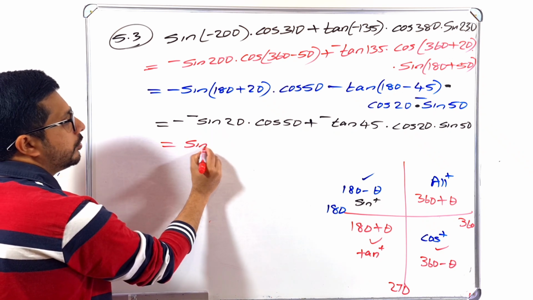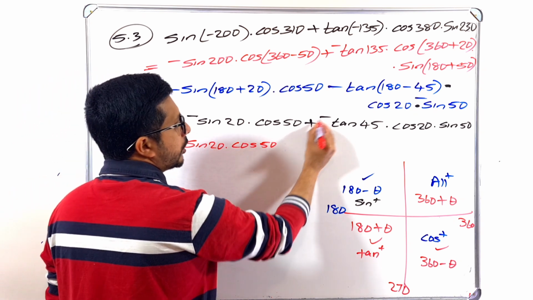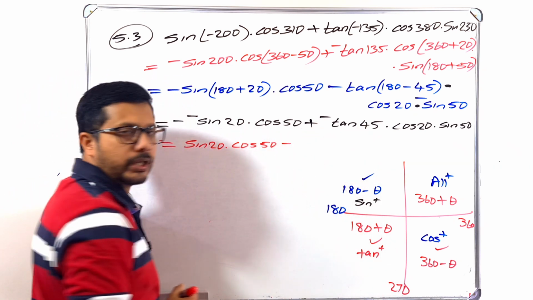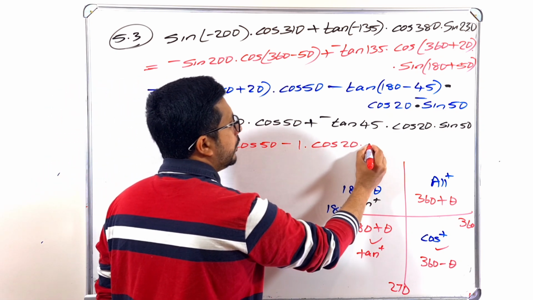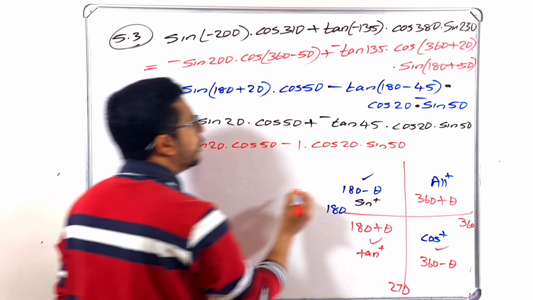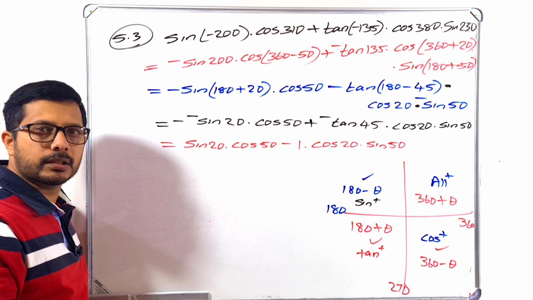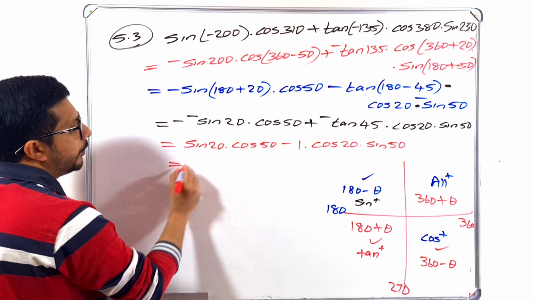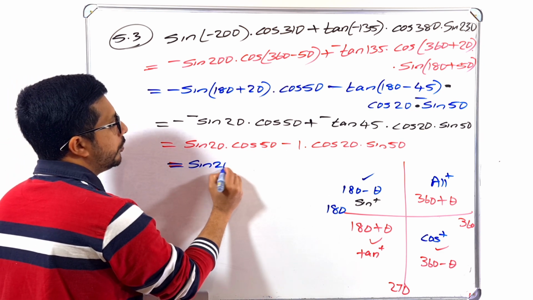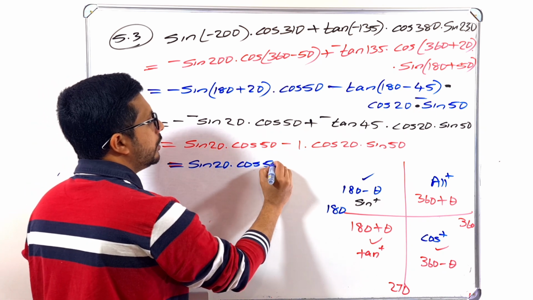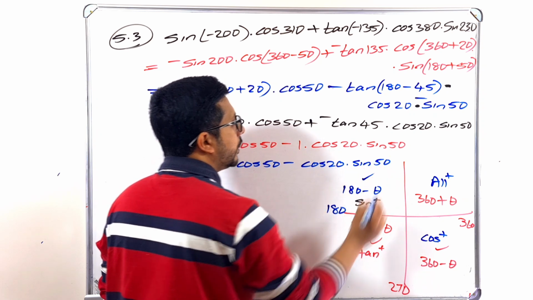Then sine 20 into cos 50. Then minus, plus into minus is minus. Tan 45 is 1. So 1 into the remaining cos 20 into sine 50. So 1 times that one is the same thing. 1 times any number is the same answer. Okay, so let me write it once more. So here it is equal to sine 20 into cos 50 minus cos 20 into sine 50.